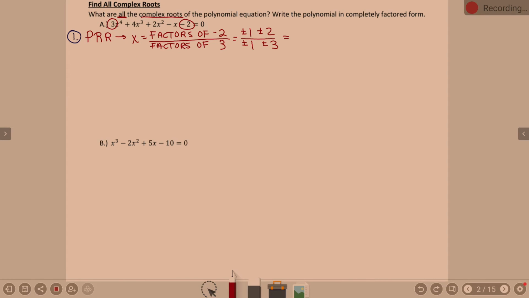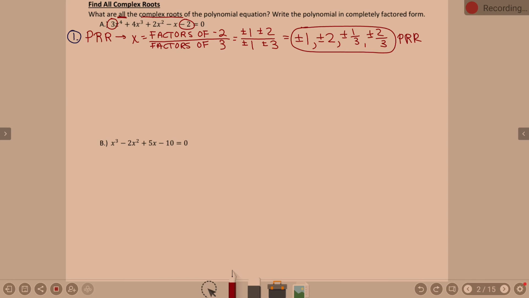So, factors of -2, we had 1 and 2. I'm going to say 1 over 1, plus or minus 1. 2 over 1, 2. And then I'm going to say 1 over 3, plus or minus 1/3, and 2 over 3, plus or minus 2/3. Those right there are my PRRs. That's step 1. Those are possible places that I could have solutions. Possible places my graph could cross the x-axis.